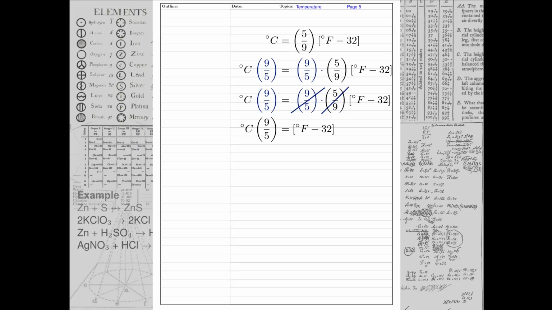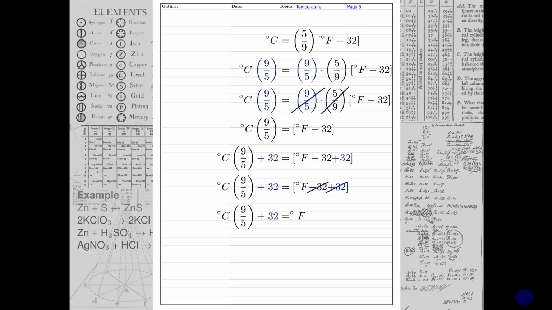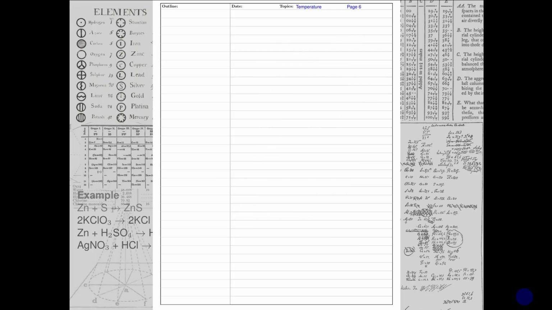And now we can add 32 to both sides of the equation. And so when we do, the negative 32 will cancel with the positive 32. And that will leave us with degrees in Celsius times 9 over 5 plus 32. We can rearrange that and write it with the variable on the left-hand side of the equation, so it's just in a form that is more normal. And this is the equation to convert the temperature in degrees Celsius into Fahrenheit. And now let's derive how the Celsius and the Kelvin scales relate to each other.